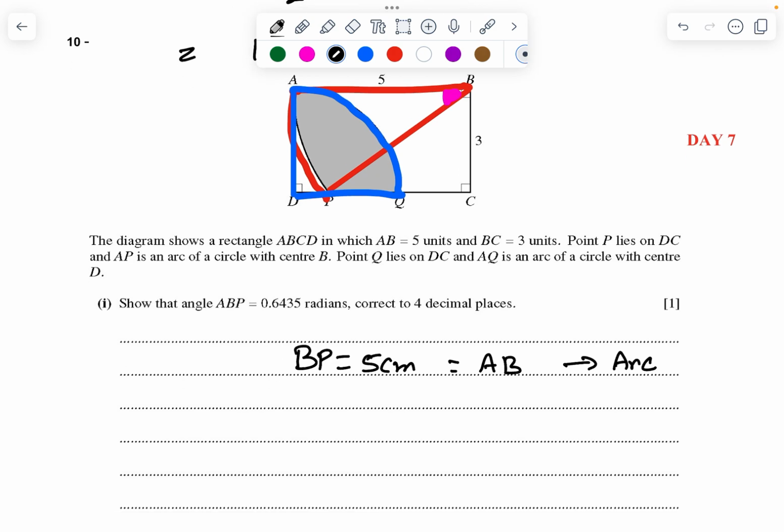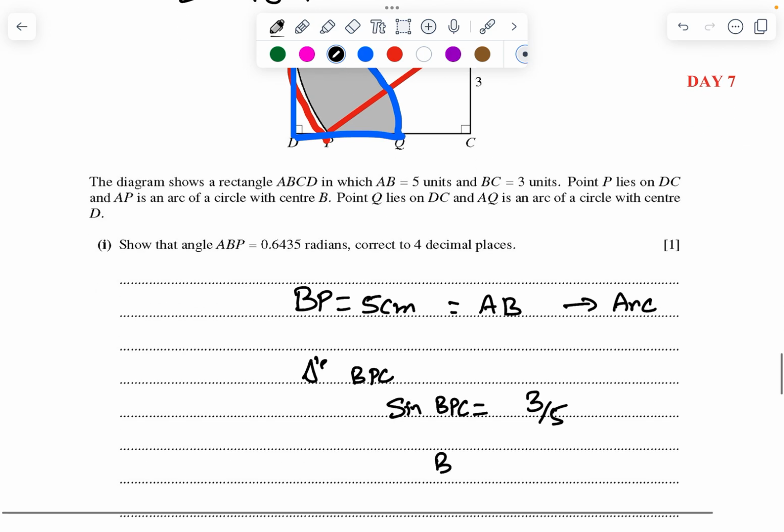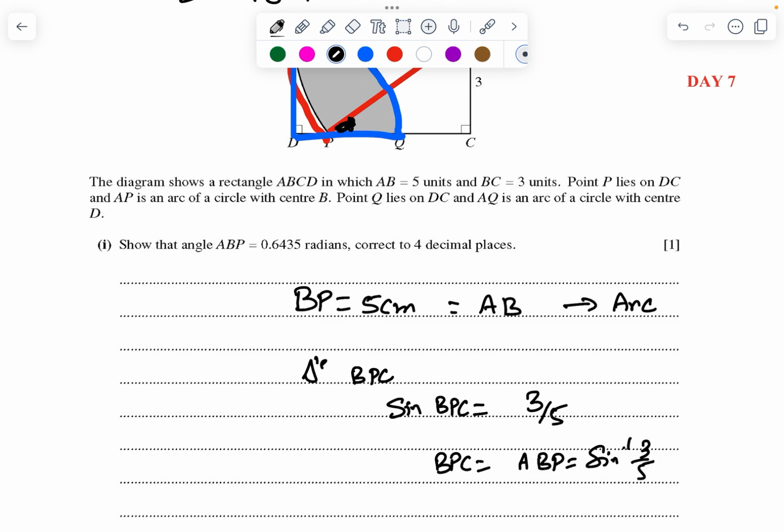So now in triangle BPC, sine BPC equals to nothing but what? Opposite side is 3, hypotenuse is 5. So BPC is equal to ABP, because of alternate angles. So therefore, it will be sine inverse of 3 upon 5, which is going to be 0.6435.